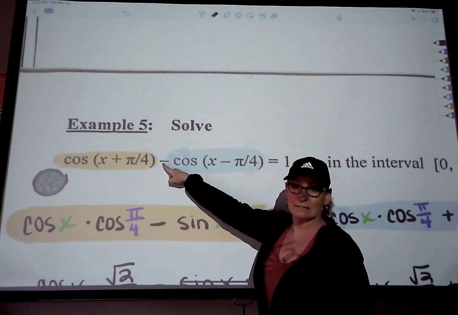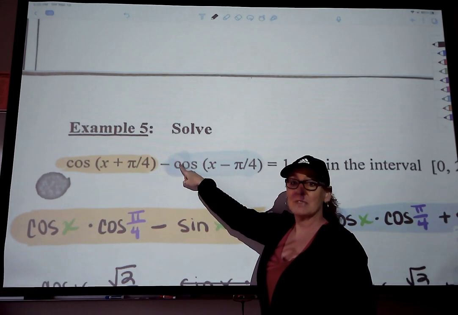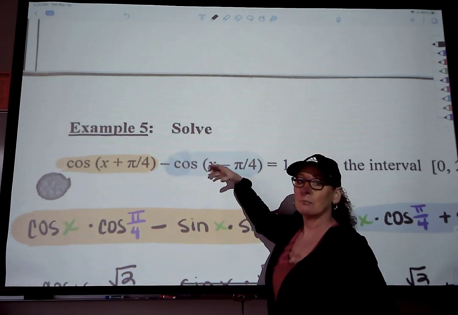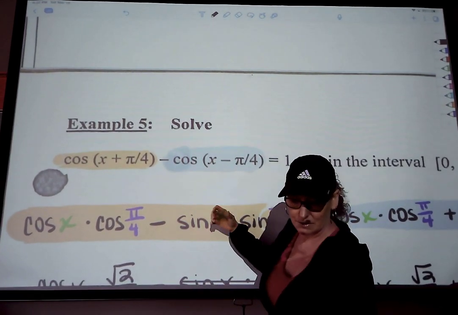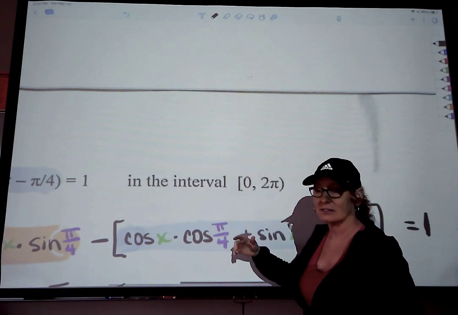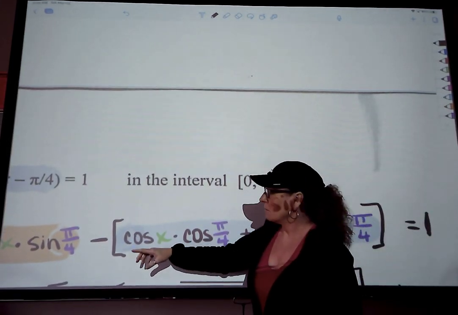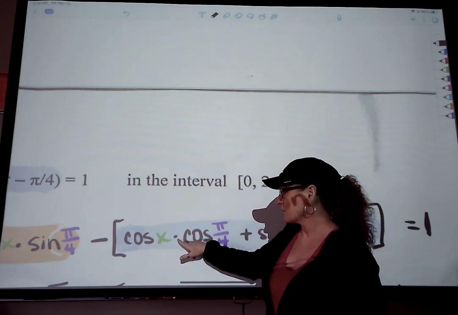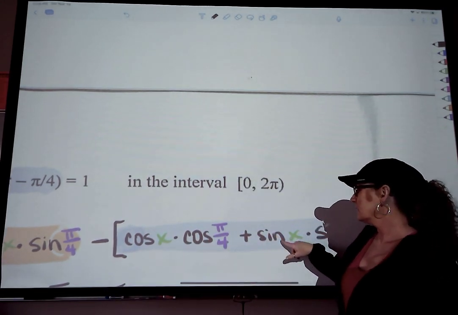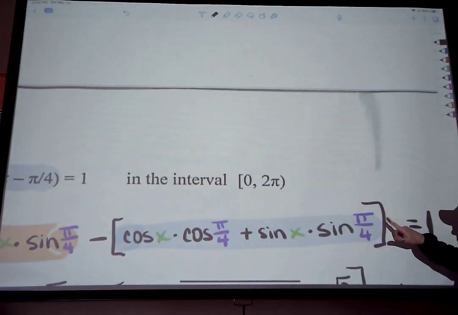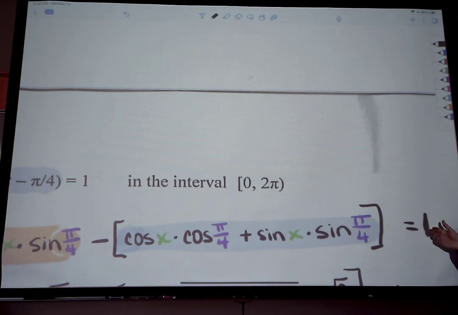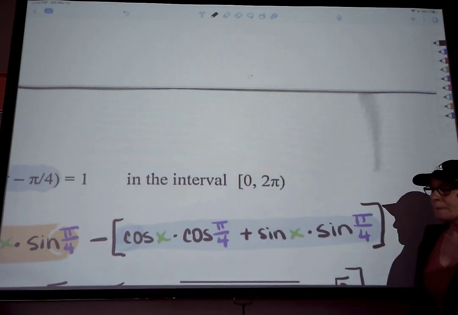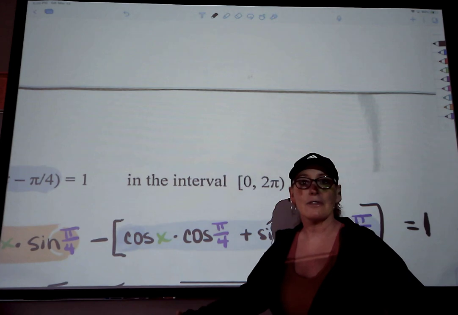minus. This is going to be a bunch of stuff. Put parentheses around the whole thing. I put brackets, whatever. So the cosine difference, we're going to do cosine of the first, cosine of the second, plus sine of first, sine of second. Close off your parentheses or brackets, whatever, and that's supposed to equal 1. Do any math that you can.